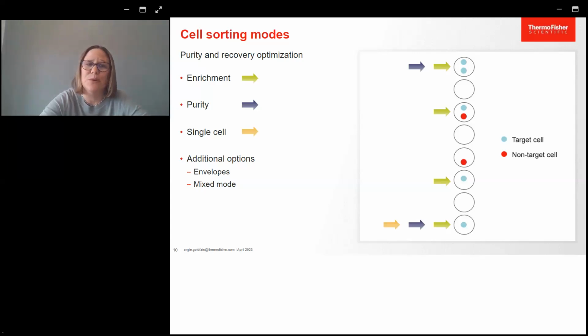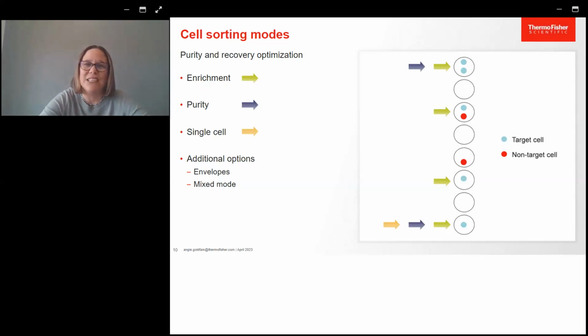Now in purity mode, that's the most commonly used. It sorts everything positive as long as there's nothing negative there. So again, in the diagram to the right, you'll see those are labeled by the purple arrows. So that would sort those 3 droplets and not sort the ones with the contaminating events. This keeps recovery reasonably high, but really improves your purity as you're not planning to sort anything negative.